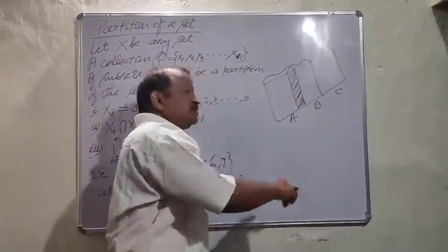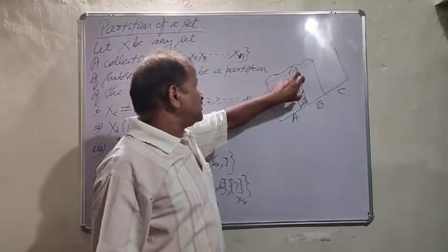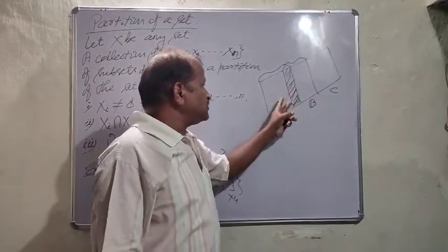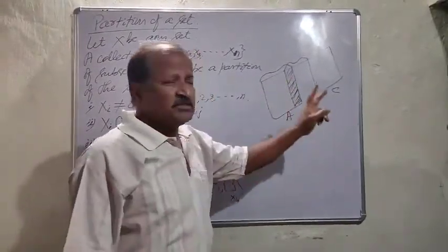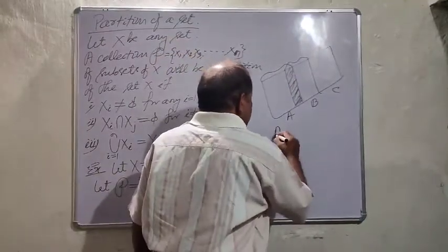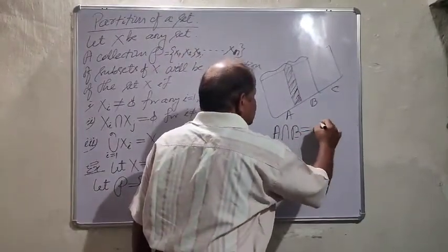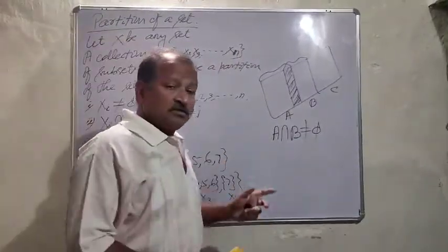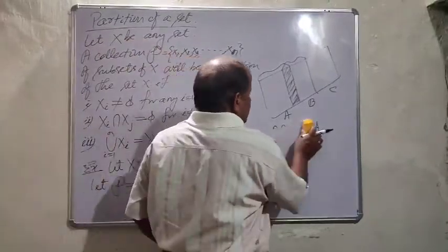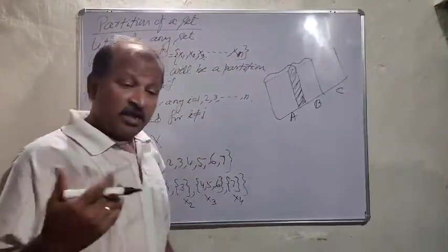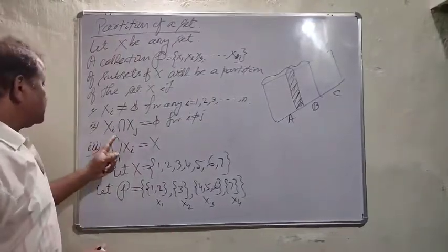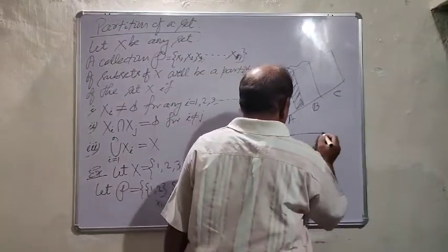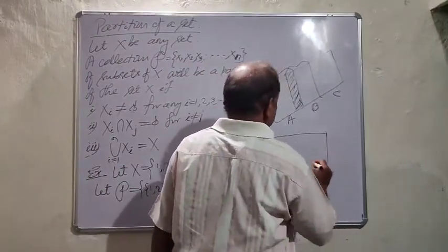This part is disputed. Dispute is there. That means A claims that this is mine, B claims that this is mine. So it is not a partition. Here A intersection B is not null, so it will not be a partition. Dispute will arise again in another case. When dispute will arise, if their union is not equal to X, suppose there is an undistributed parental property.